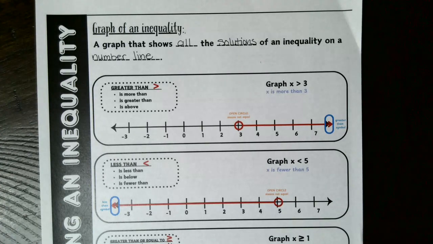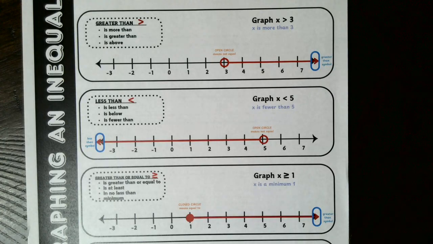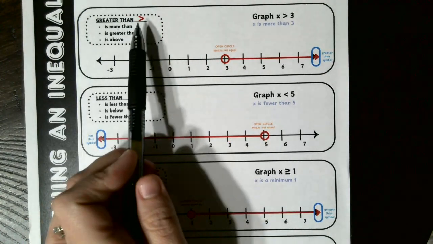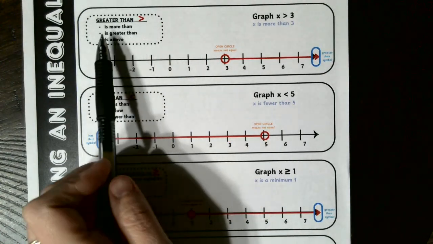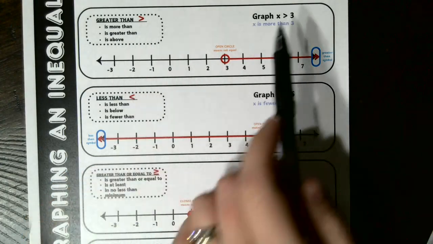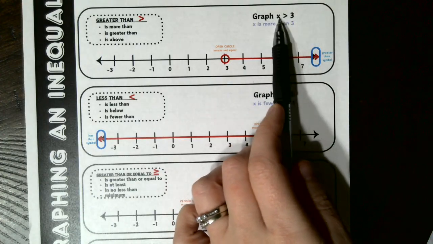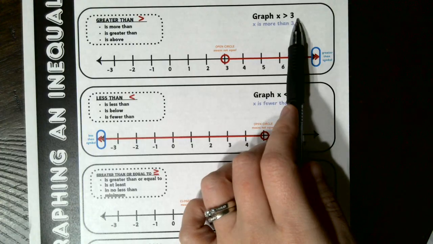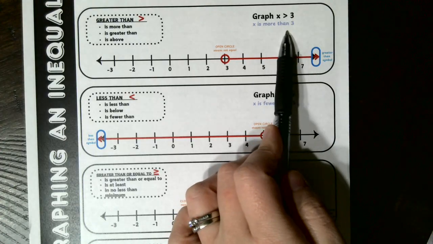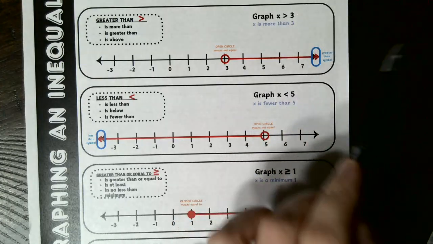So I broke this up into 4 parts for you. I want you to be able to see each symbol and how they would look on a number line. So this one is going to focus on greater than, and I put some key phrases here. Greater than could also be is more than, is greater than, is above, okay? So my inequality says graph x is greater than 3, which would also be x is more than 3. That's what it's telling me. It is more than 3.